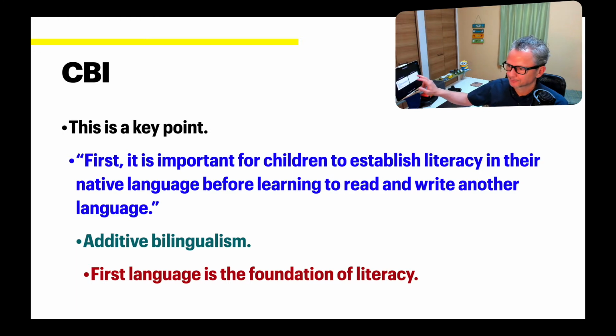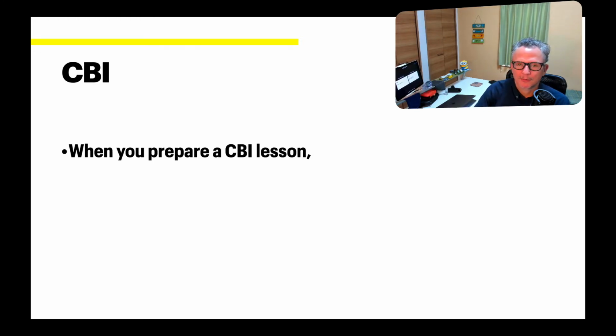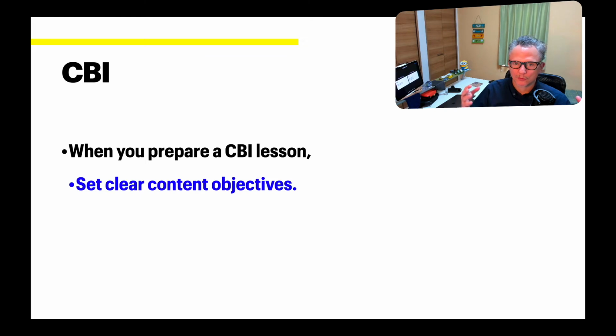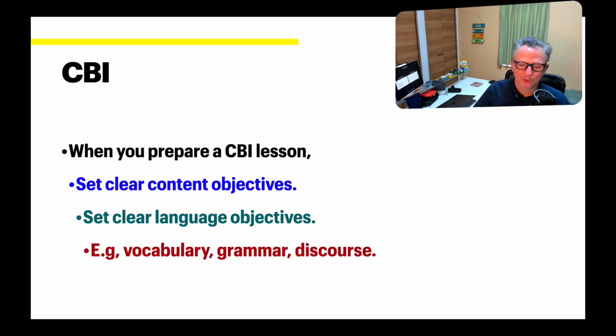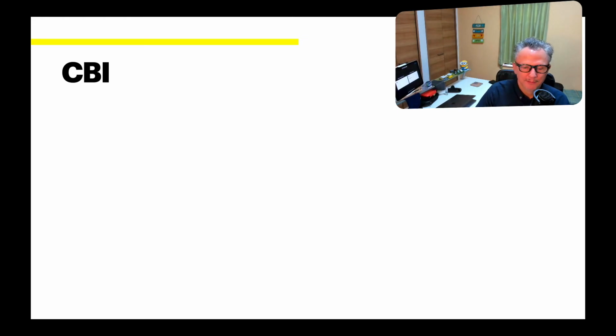So when you prepare a content-based lesson, it's important to have content objectives. So what will the students do with the content? Will they be able to understand it, talk about it, summarize it? But also, it's important to set language objectives. So what language will they learn as they start to understand this content? For example, will they learn vocabulary or grammar, or will they be able to master discourse, or be able to take a long turn in communicating about something? What are the language and content objectives in a content-based lesson?